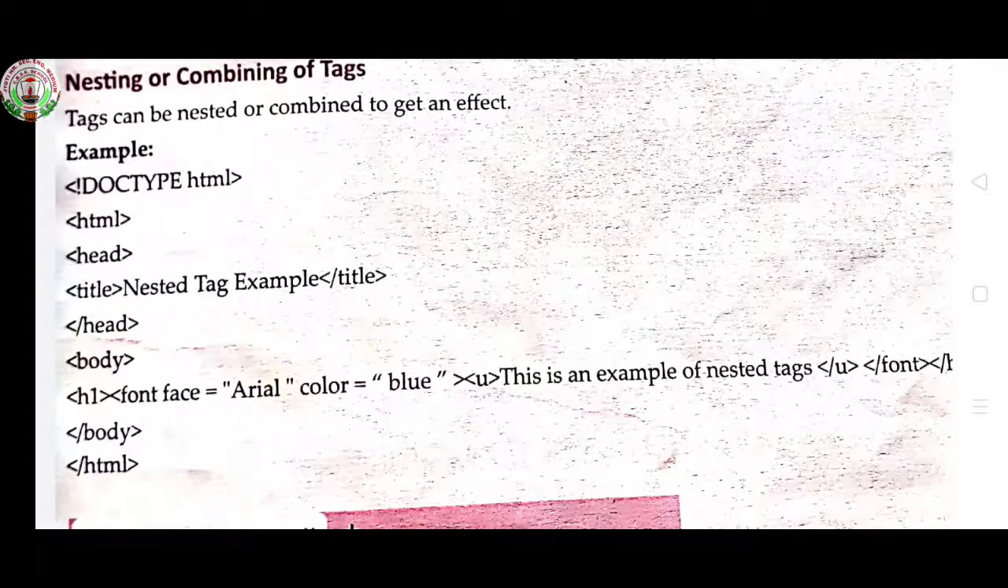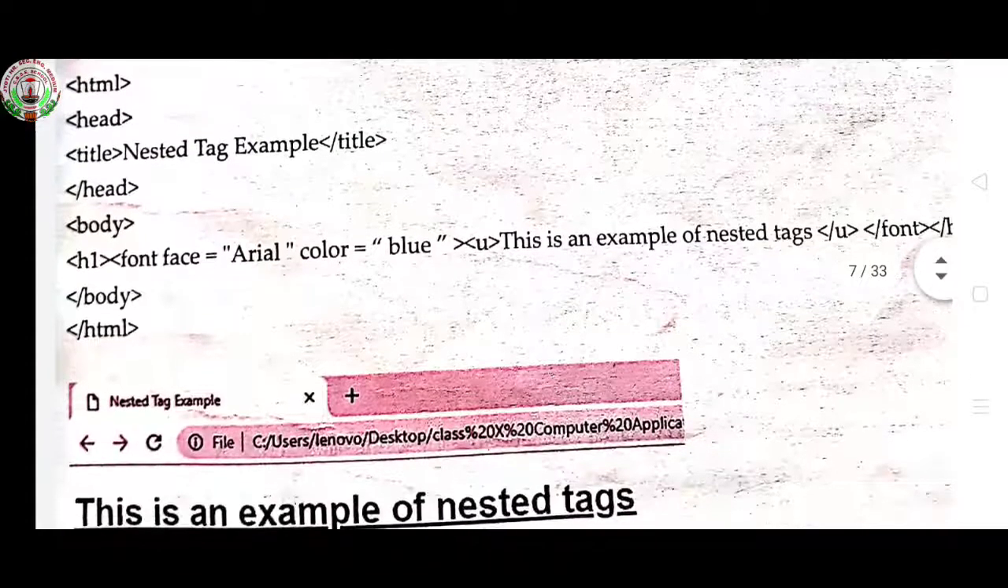HTML, head, title, give the title name, close head tag, then body. H1, we know the heading style, we had studied. So here I am using the H1 tag, font face equals Arial, color equals blue, close, and U for the underline tag. This is an example of a nested tag. Close the U tag, close the font tag, and close H1. Close the body tag and HTML.